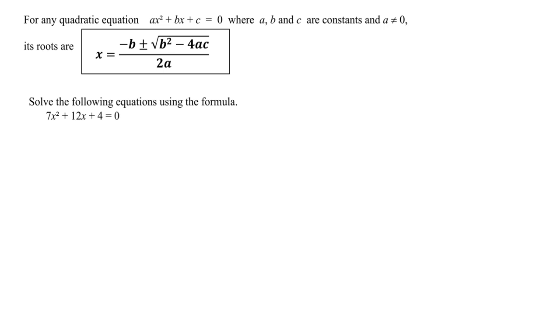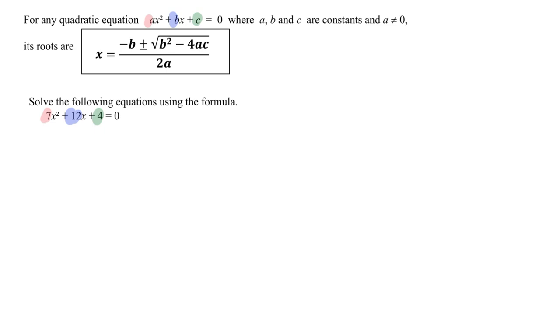And so notice that we have A, which is the number in front of x squared, the coefficient of x squared. B is the coefficient of x, meaning the number in front of x, and C is the constant. And that's how I will approach. So now I know the value of A, 7, B, 12, C, 4.